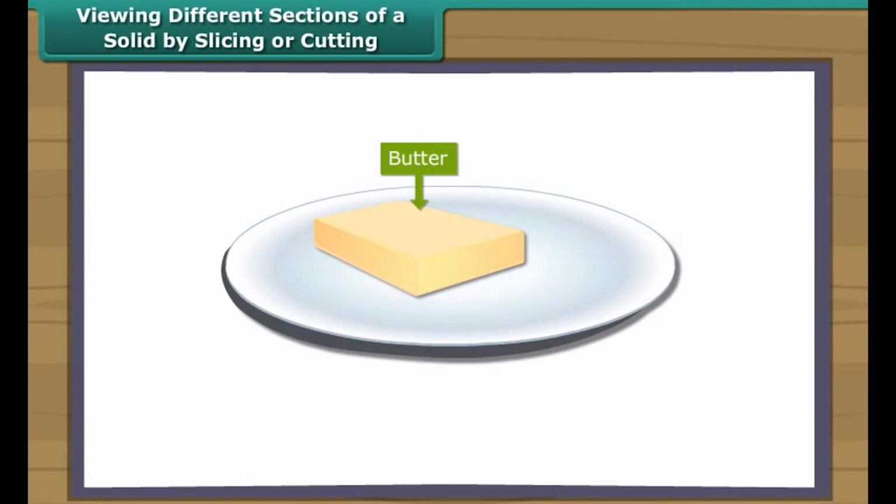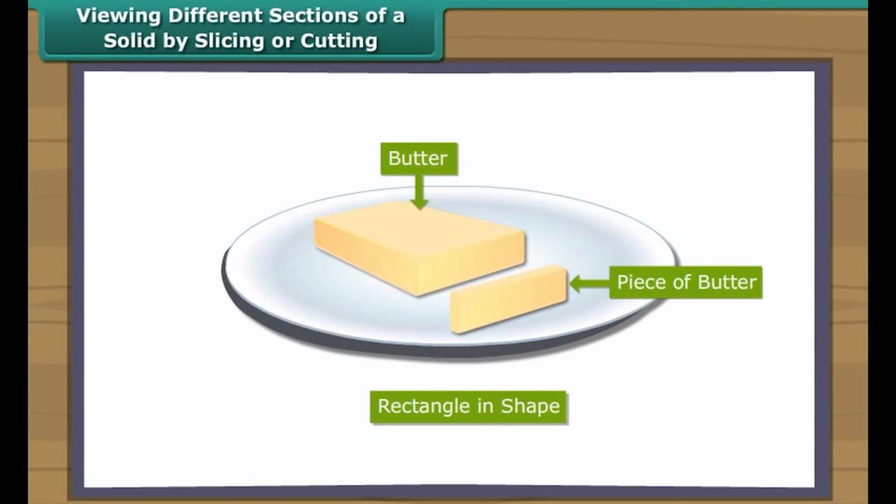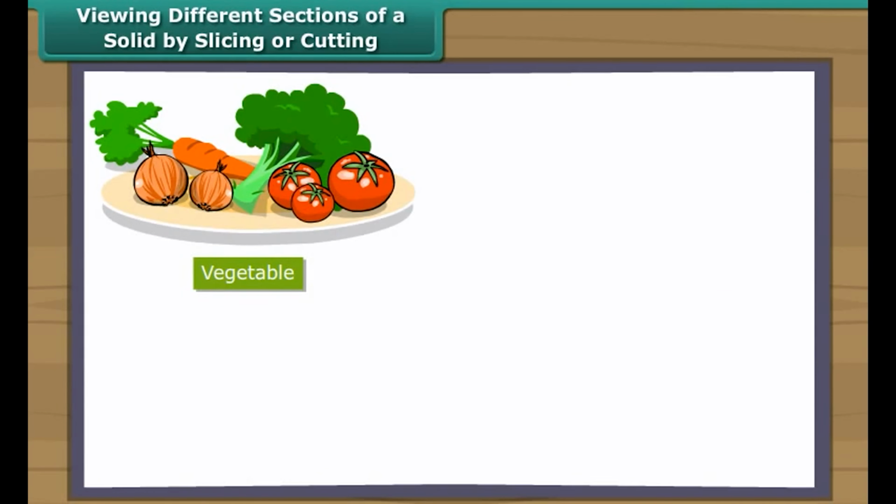Viewing different sections of a solid by slicing or cutting. Now we are going to play a slicing game. We have a piece of butter which is cuboid in shape. Here we slice the piece of butter. Each face of the piece is nearly rectangle in shape, and this face is called the cross-section of the butter piece. So, students, do you like the game? We have much more to go.